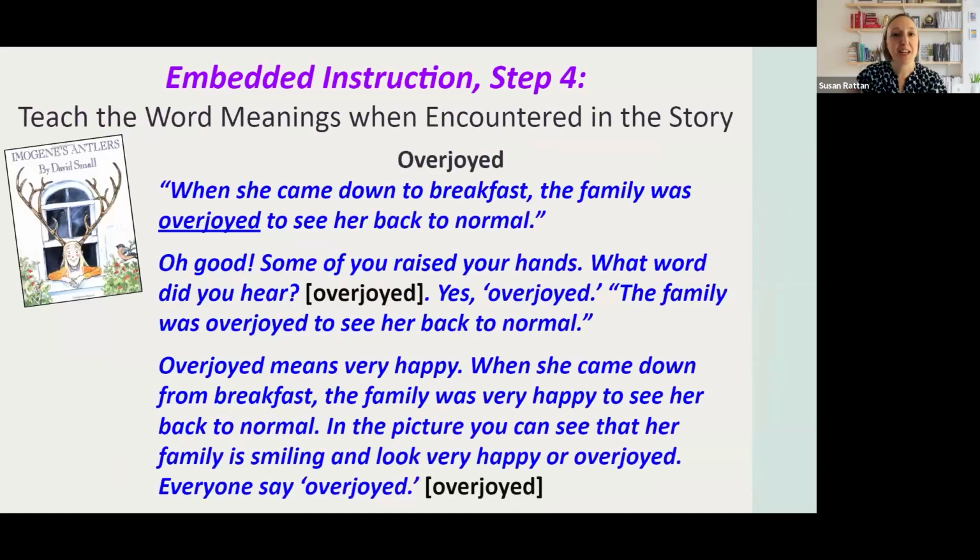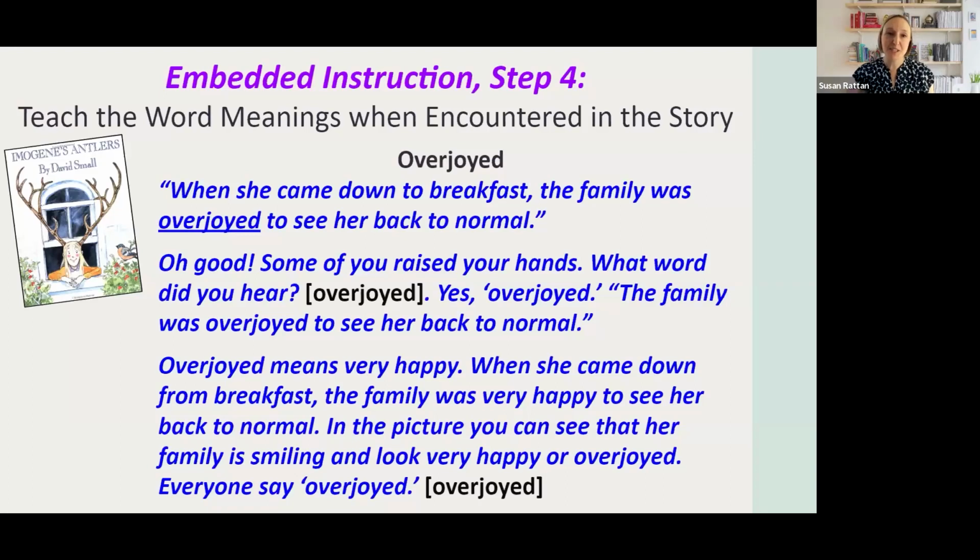So here's what it looks like in our story for the word overjoyed. So this is the sentence from the book. When she came down to breakfast, the family was overjoyed to see her back to normal. And then hopefully some students raise their hands and you would say, oh, good, some of you raised your hands. What word did you hear? And they say overjoyed. Yes, overjoyed. The family was overjoyed to see her back to normal.